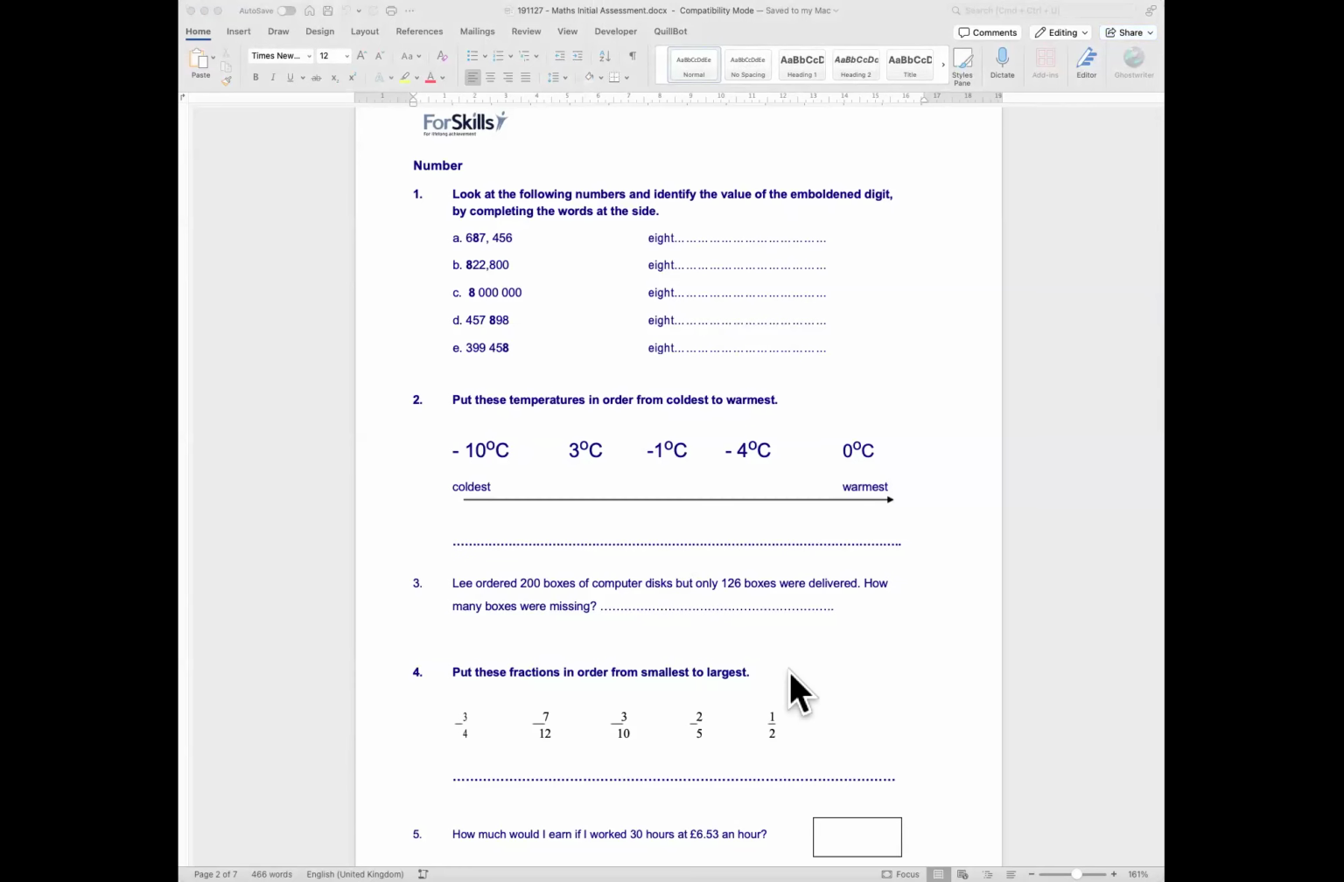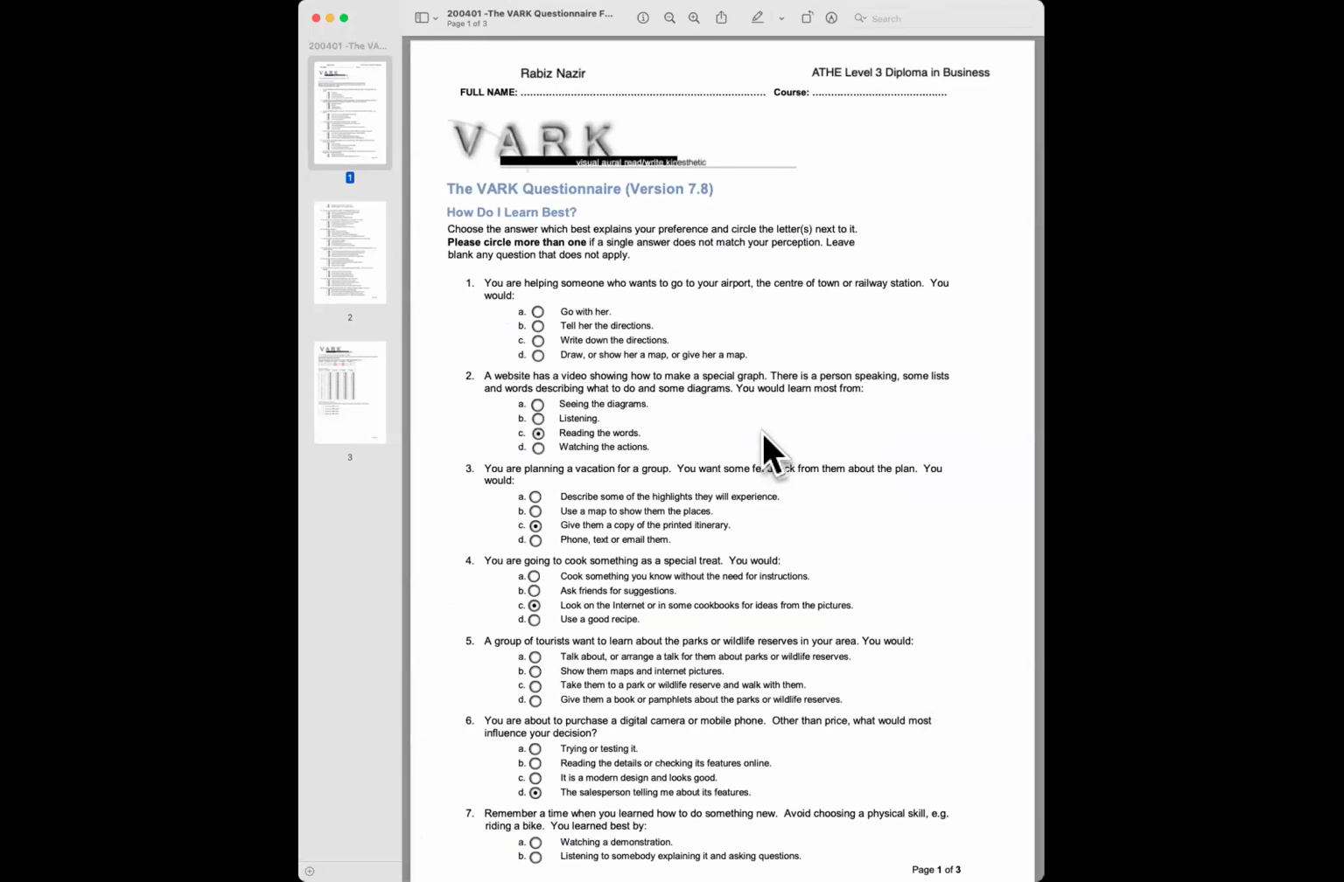So these diagnostic tests can be done to understand learning styles. They can be used to look at testing prior knowledge, and also in some cases skills and abilities which are required to study, for example, a particular qualification or do a course.